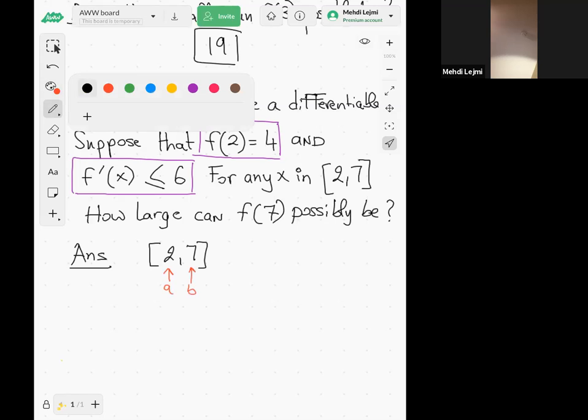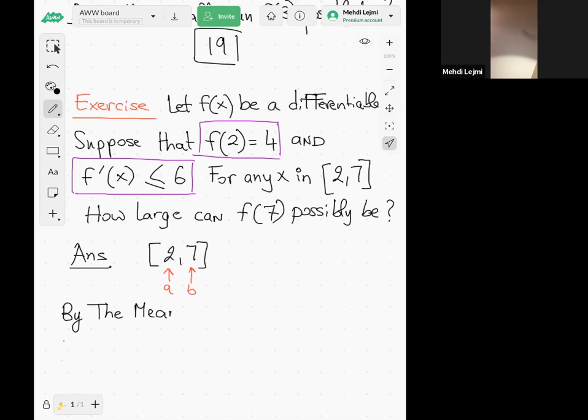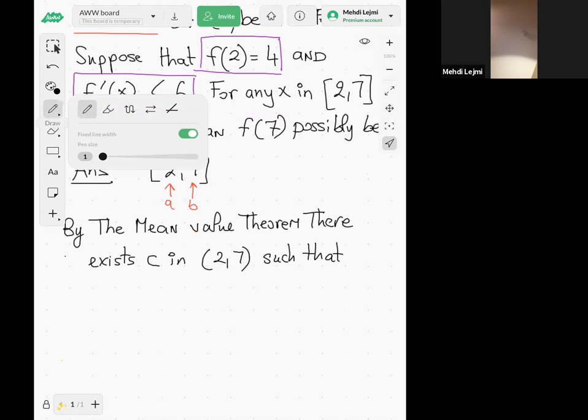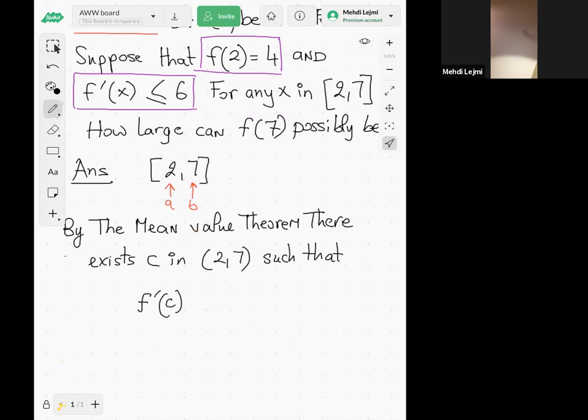Now, what does it say? If you apply the mean value theorem on this interval, by the mean value theorem there exists C in the interval [2, 7], that's my interval, such that f prime of C is equal to f of B, so that's f of 7, minus f of A, so that's f of 2, over B minus A, so it's 7 minus 2. Okay, that's my mean value theorem.